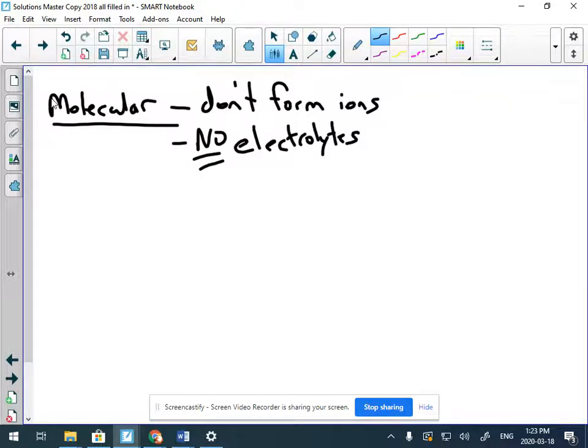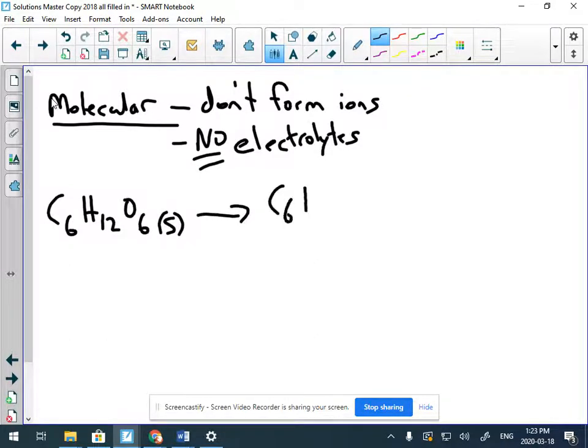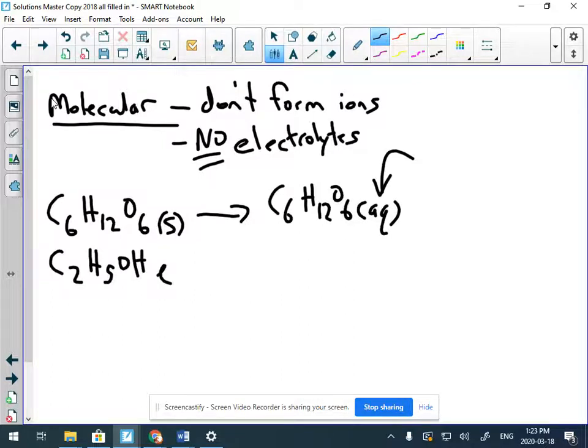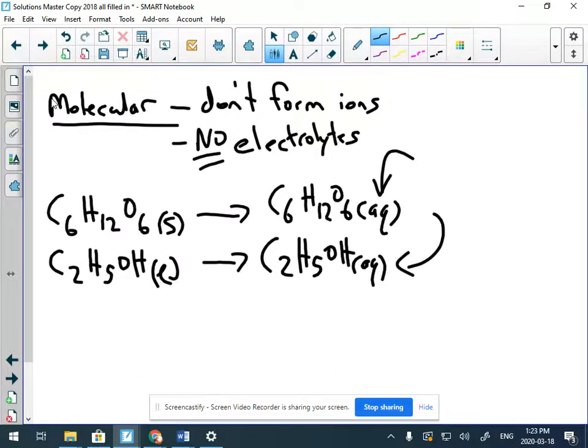Molecular compounds like sugar that are soluble stay as sugar. Nothing changes with their formula except we change the state to aqueous. Alcohols like ethanol, which I use to make my anti-COVID-19 sauce from, are highly soluble. So the only thing that changes is their state, which is aqueous.